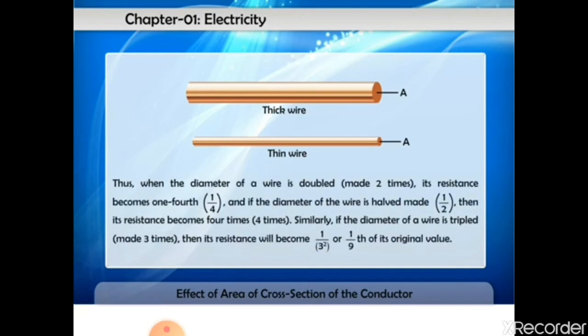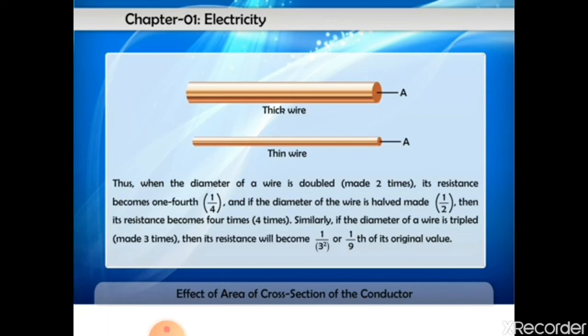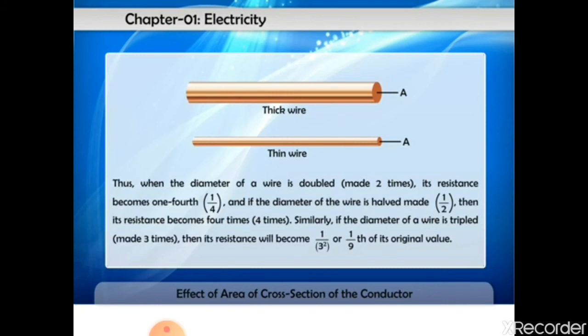Thus, when the diameter of a wire is doubled, made 2 times, its resistance becomes 1/4. And if the diameter of the wire is halved, made 1/2, then its resistance becomes 4 times. Similarly, if the diameter of a wire is tripled, made 3 times, then its resistance will become 1/3 square, or 1/9 of its original value.